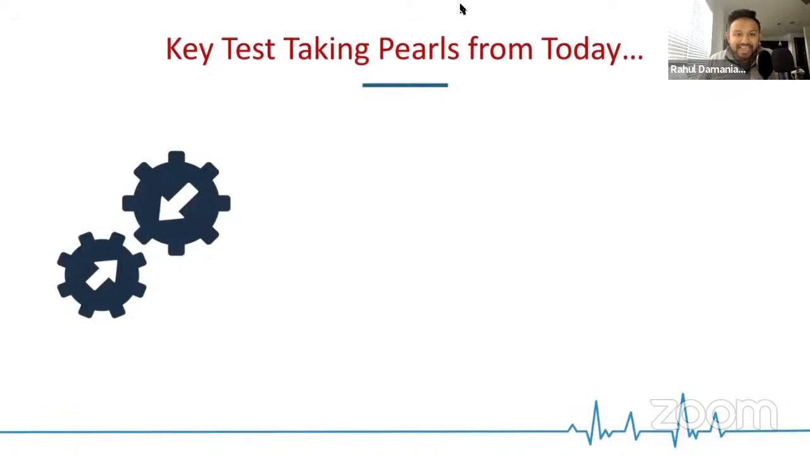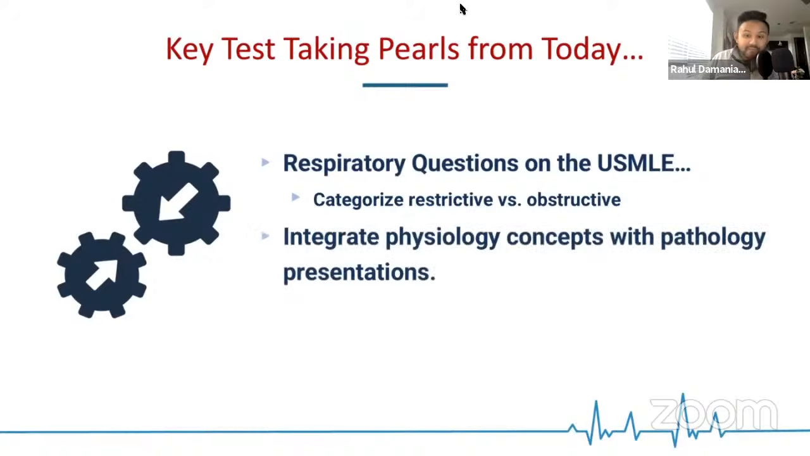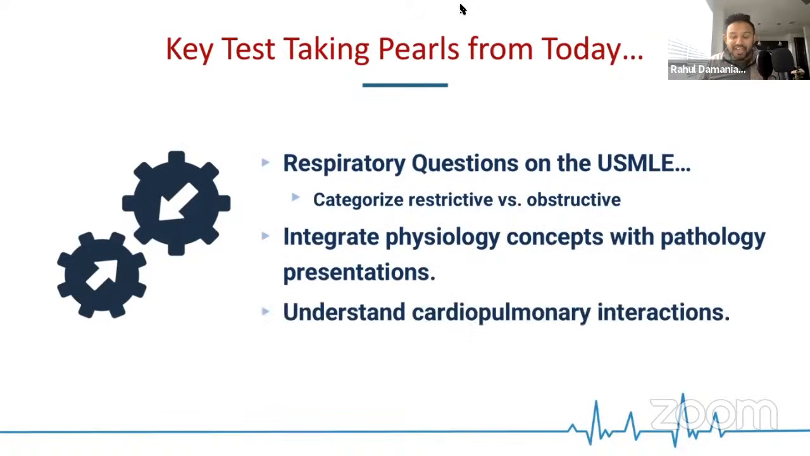So in closing today, key test-taking pearls for respiratory. For respiratory questions on the USMLE, categorize restrictive versus obstructive, integrate physiology concepts with pathology presentations, take the pathology, jump back into the physiology, and understand that there's an interaction between the lungs as well as the pressures in the heart.